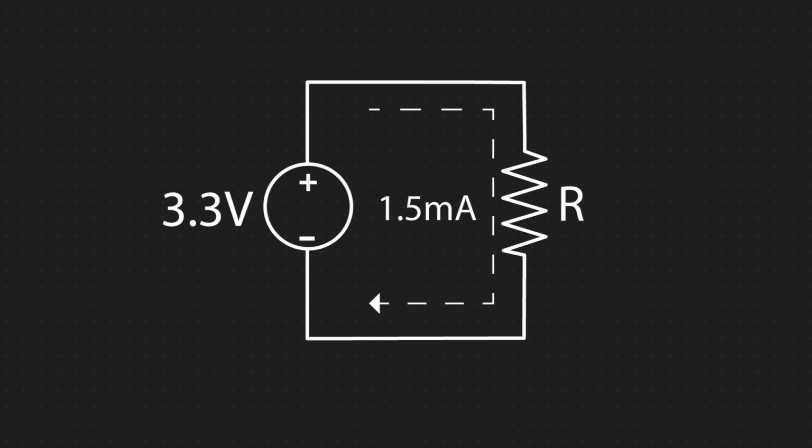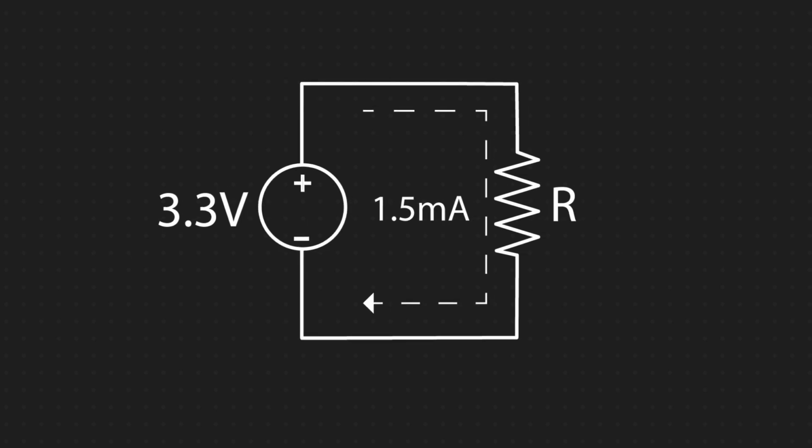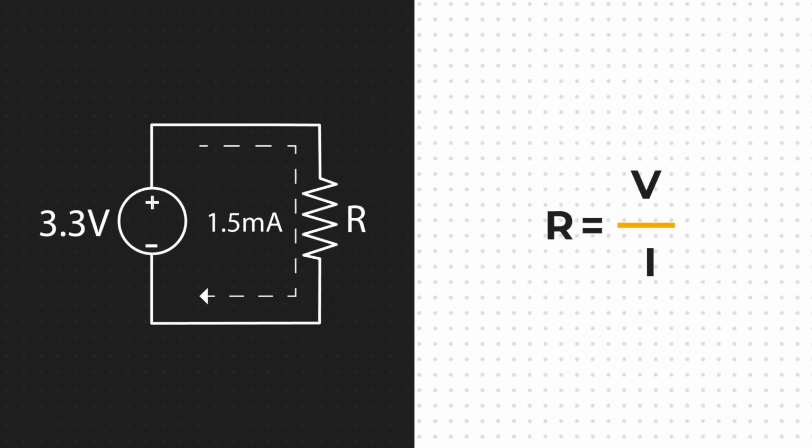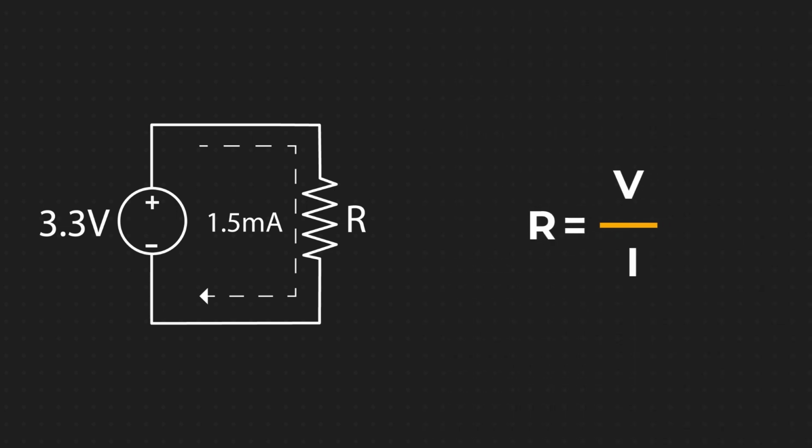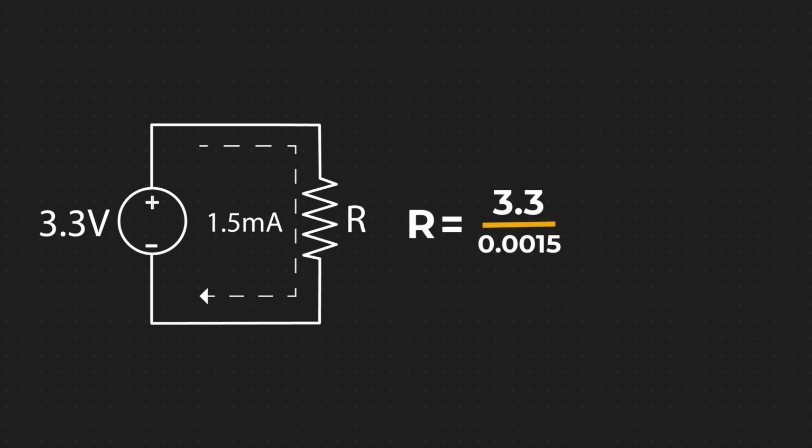Alright, so in this circuit, I have a power supply of 3.3 volts and I have a current of 0.0015 amps. And I want to calculate the resistance. So we already know that resistance is equal to voltage over current. So let me replace that with my information. And I have 3.3 volts over 0.0015 amps. So let me go ahead and quickly calculate that. Okay, so I have a resistance of 2,200 ohms.